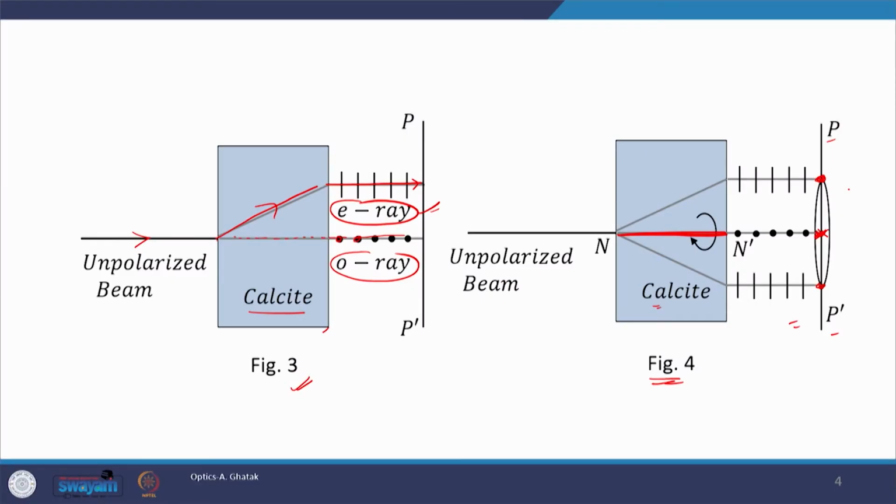Now, instead of the Polaroid, suppose we rotate the crystal itself about the same axis NN prime. If the crystal is rotated, the E ray will rotate about the axis as shown in this figure, and this rotation would be on the circumference of a circle. The spot of the E ray will trace a circle on the screen.